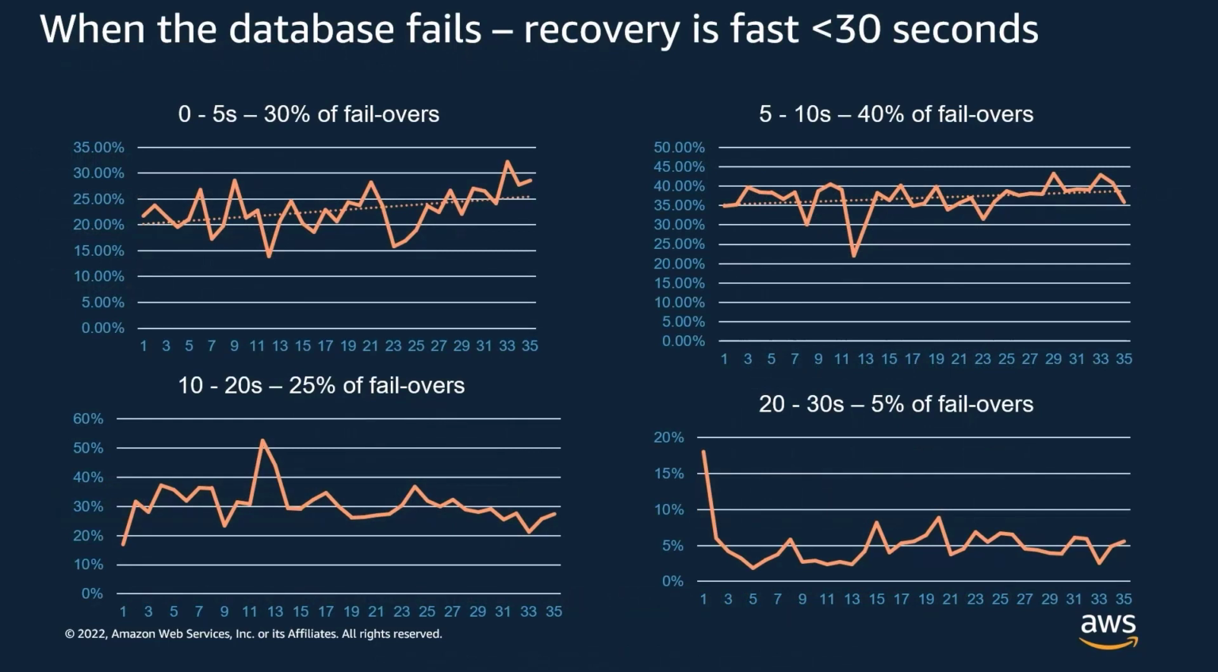Here are a few charts that show you our observation of Amazon Aurora failovers. What matters here is that the failover happens very quickly. These charts show you the percentage of failovers that happen in a given time frame, say 0 to 5 seconds or 5 to 10 seconds. We measured this over 35 days, and you have one data point along the x-axis for each day. In our fleet, we observe 30% of failovers were in less than 5 seconds, 70% were in less than 10 seconds, and 95% in less than 20 seconds. And effectively, 100% of failovers were happening within less than 30 seconds.